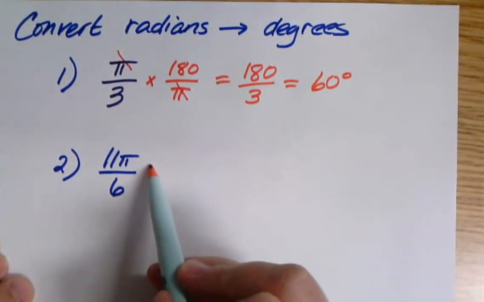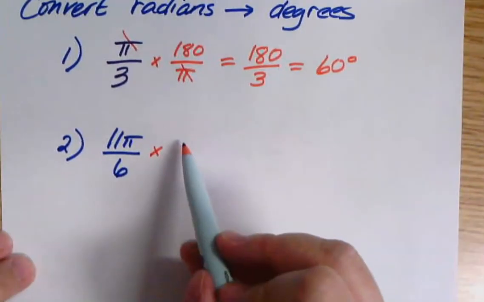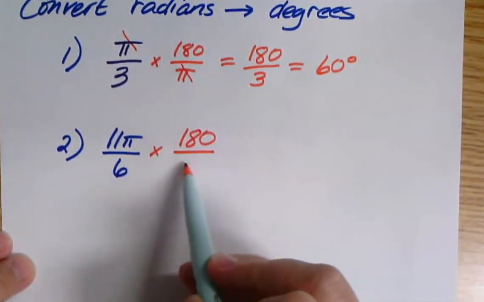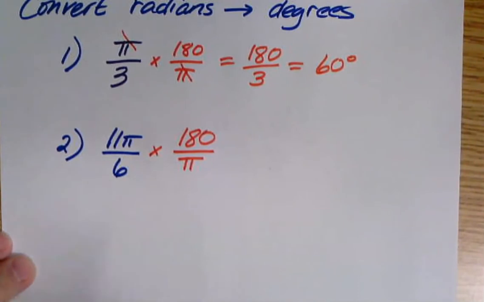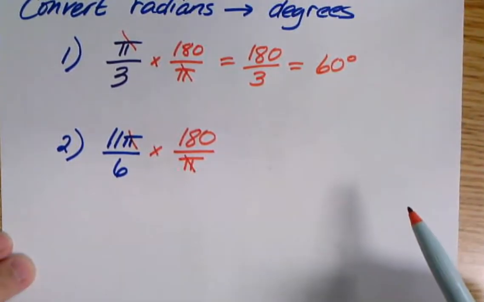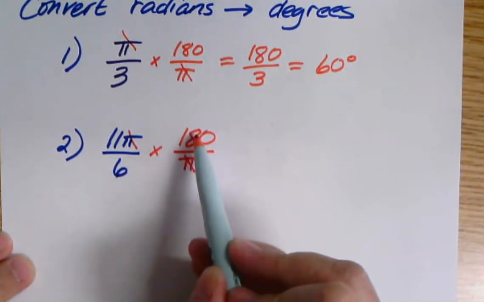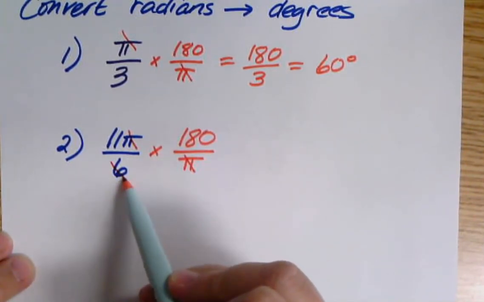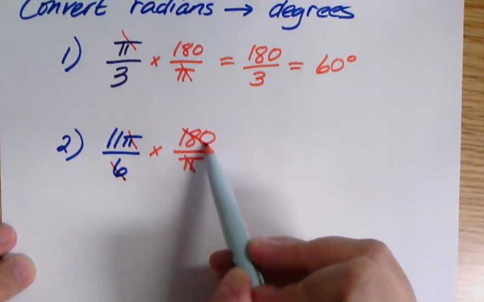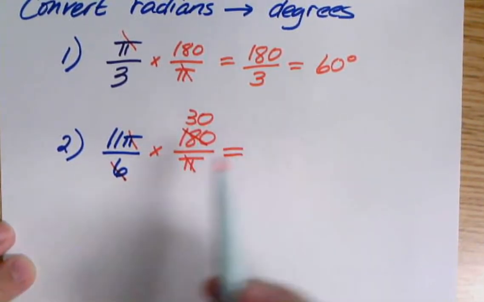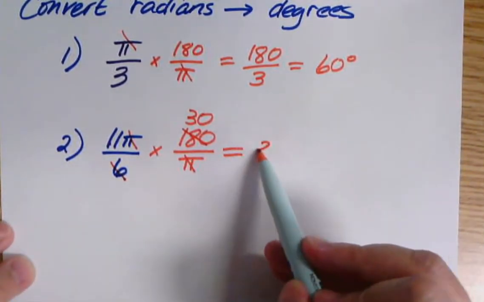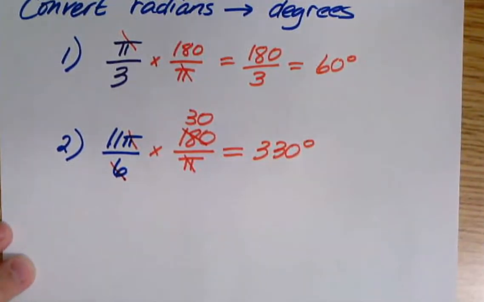Same goes here. If I want to turn this into a degree measure, multiply by 180 over pi. My pi's cancel out. 180 is divisible by 6, so I'm going to cross cancel here. 6 goes into itself once, and it goes into 180 30 times. So really I just have 11 times 30, which is 330 degrees.